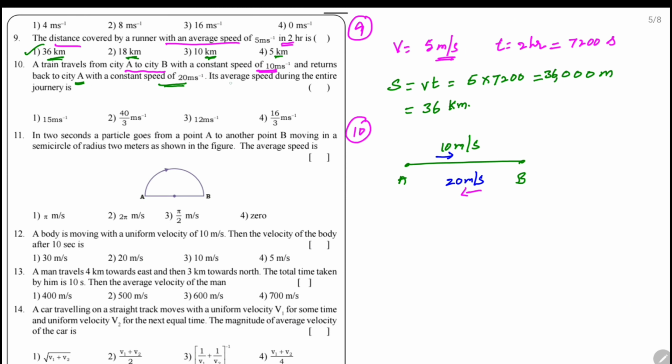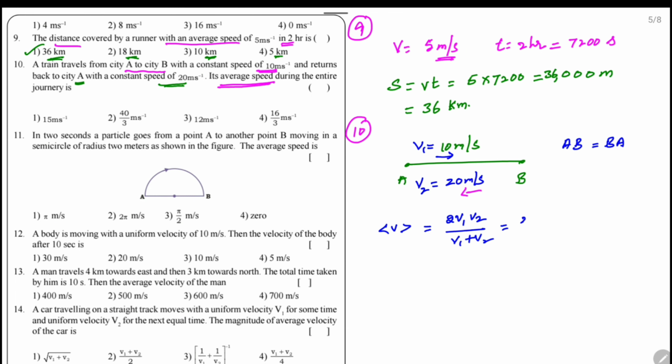Clear. So its average speed during the entire journey. So we have to calculate what is the average speed. So in this case, distance is the same. So the distance between AB is the same as the distance between BA. So we have learned a formula to find the average speed when distance is equal, which is 2v1v2 by v1 plus v2. Clear? So let's take this value as v1 and this value as v2.